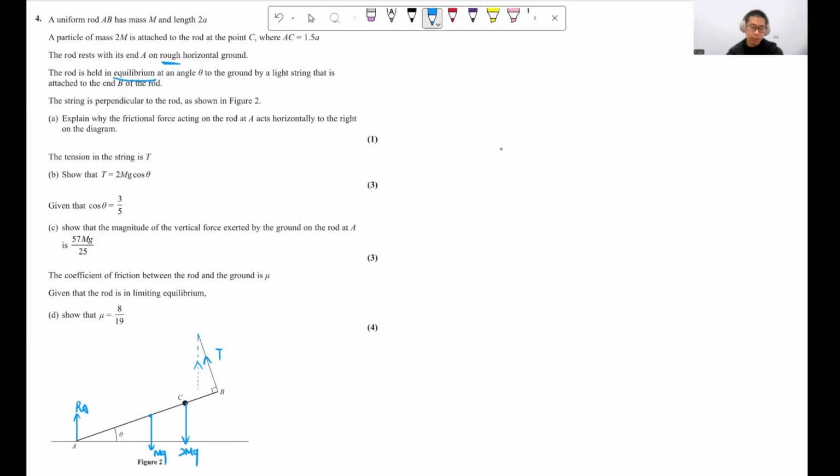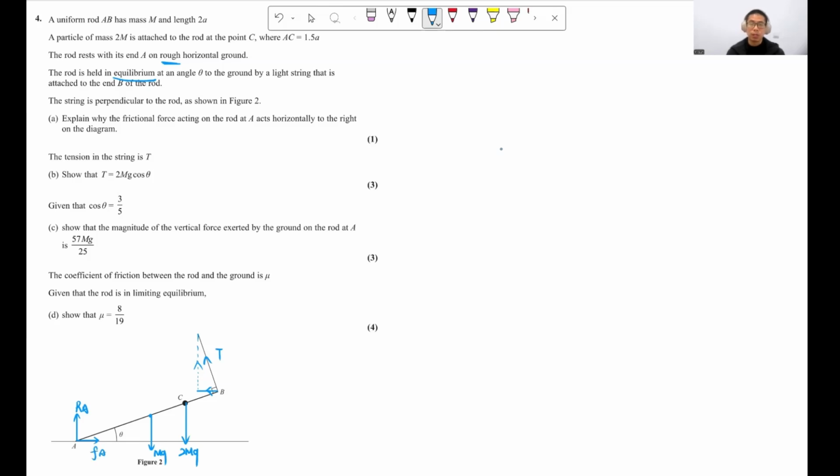So if you resolve it, you will see one component in the perpendicular direction, and another one you can resolve in the horizontal direction. Because the horizontal component of the tension is to the left-hand side, that means the friction has to be to the right-hand side to keep it in equilibrium.